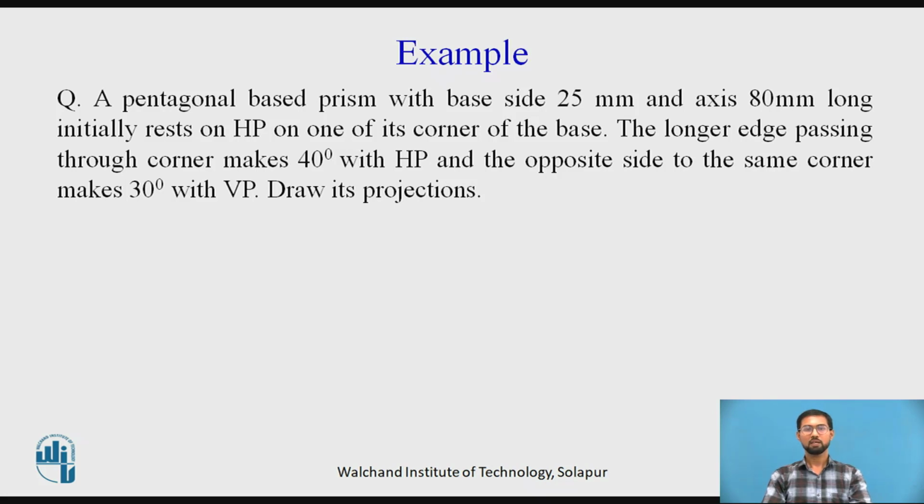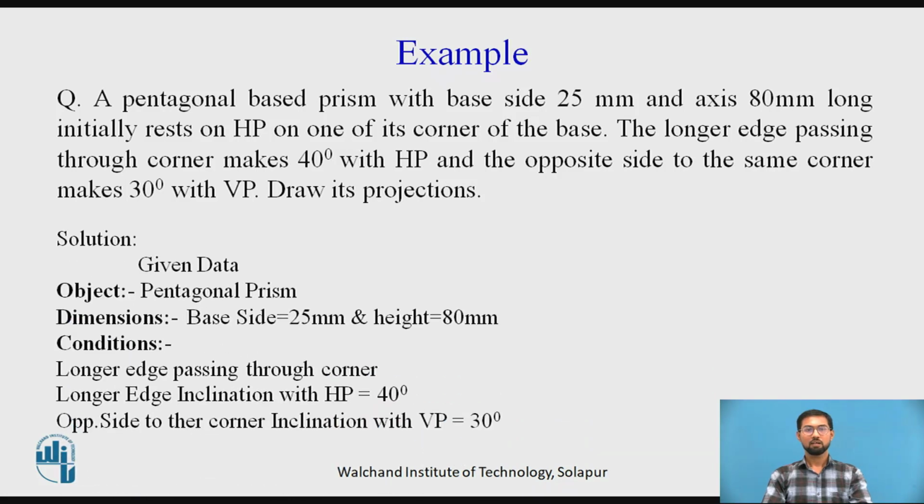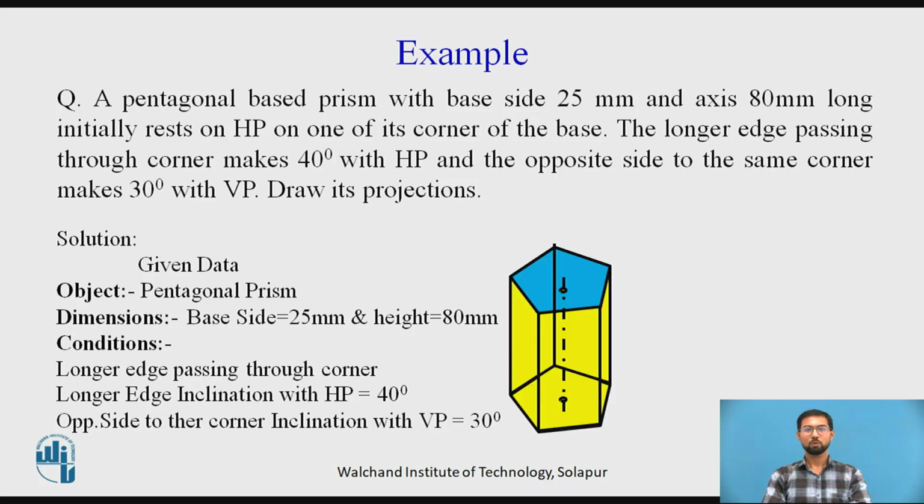Now everyone make a note of it and we will move ahead for first stage, that is writing the given data. Our object is pentagonal prism, which will look like this. The base and top base both look like a pentagon whose base side is 25 mm and axis height or height of the prism is 80 mm.